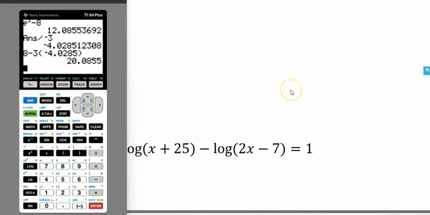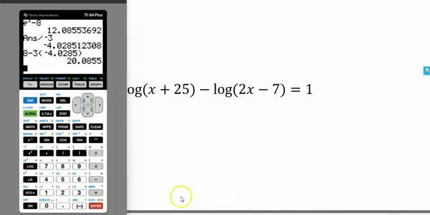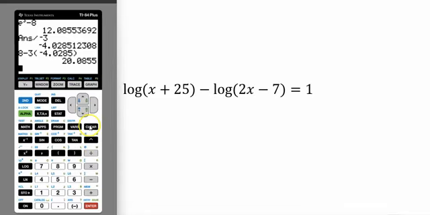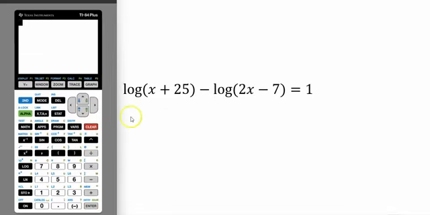Okay, let's keep going. Let me try and get that. Okay, now let's do this one.